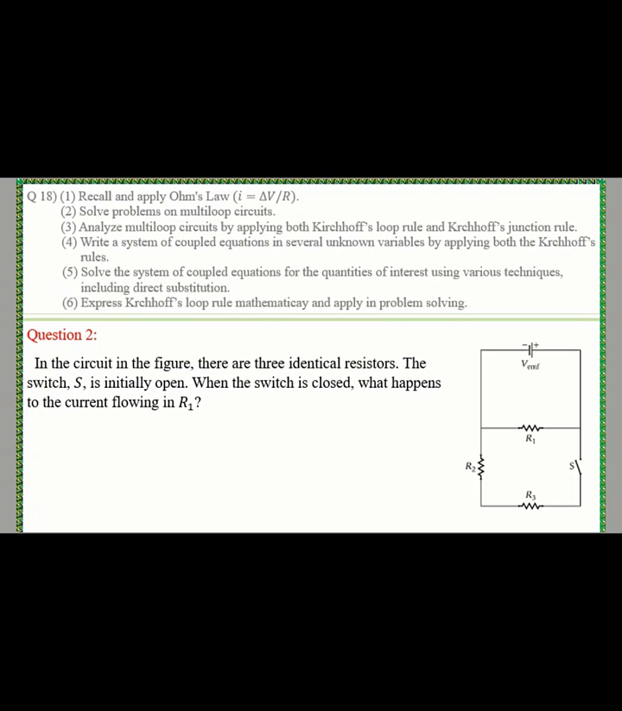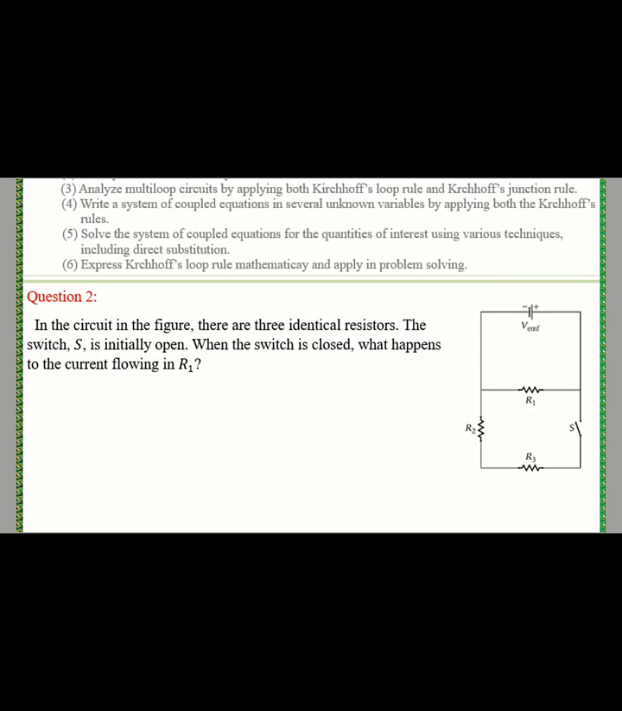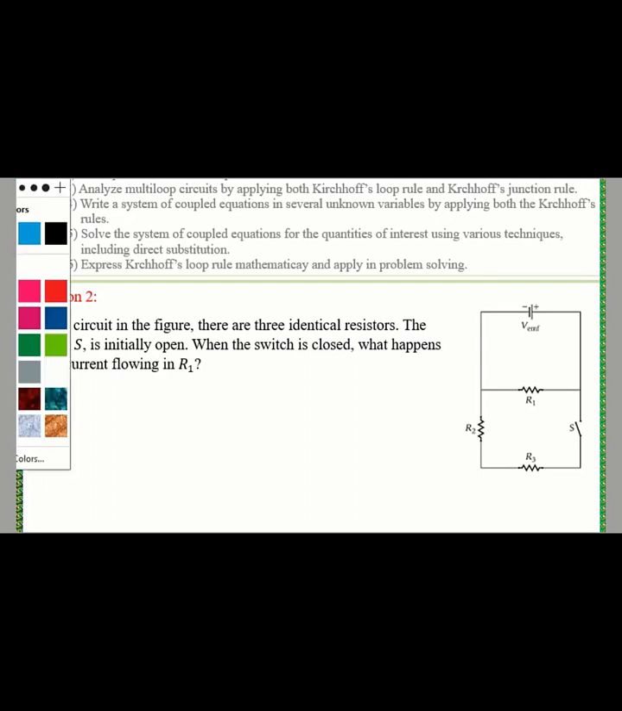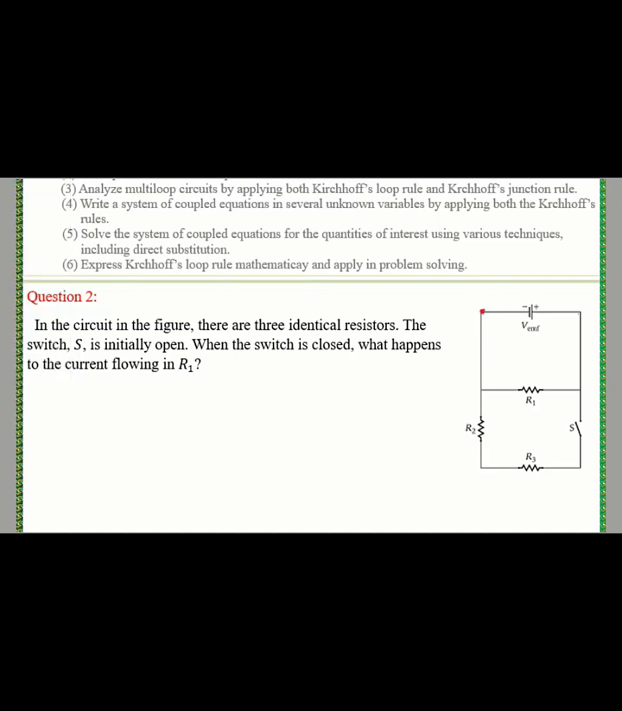Another question, question 2, it's in your book. In the circuit in the figure, there are 3 identical resistors, R1, R2, R3. The switch S is initially open. When the switch is closed, what happens to the current flowing in R1? This is a tricky question again. Let us name the corners and the junctions: A, B, C, D, E, F.